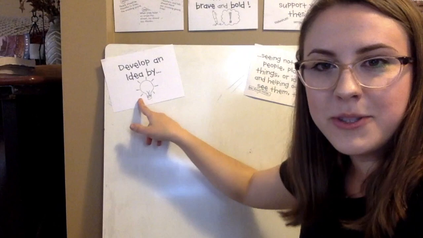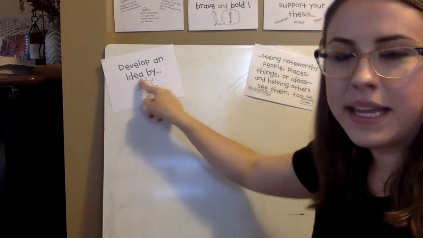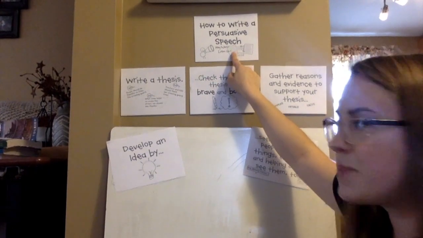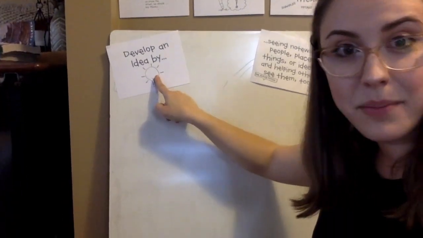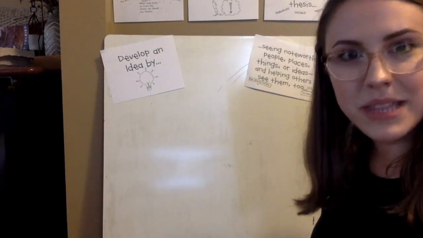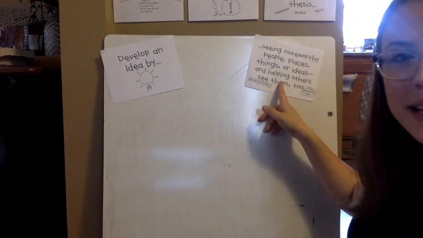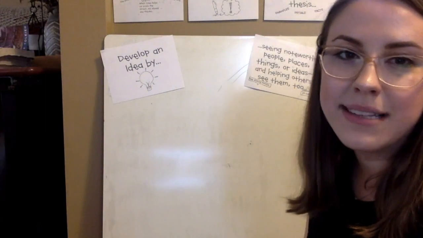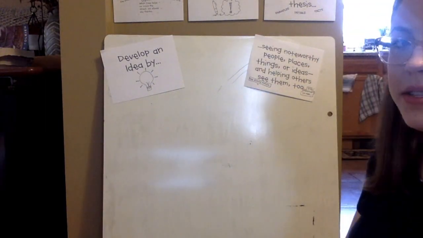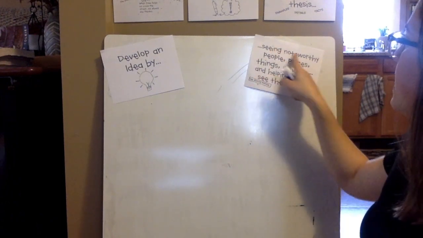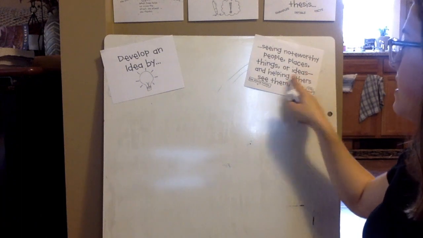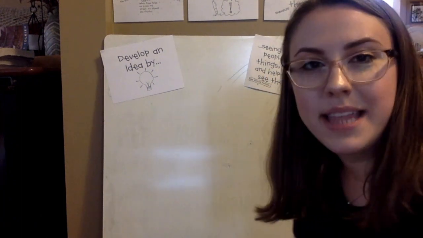Right here I have a new poster for you, and it says develop an idea by. So going back to this, when you write a persuasive speech, you need to develop ideas. You need to figure out what it is that you're going to be persuading people to do or think or say. And this is one really awesome strategy on how to develop an idea for a persuasive speech. So let's read it. It says, seeing noteworthy people, places, or things, or ideas, and helping others see them too.